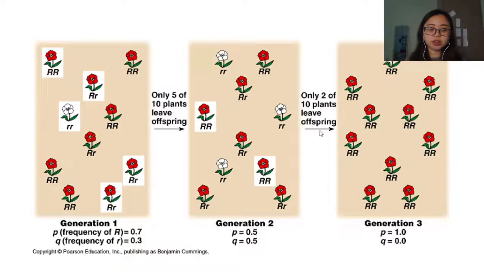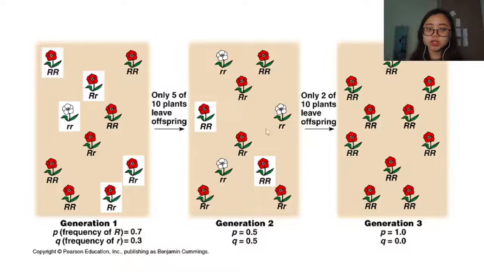Okay, so genetic drift, especially for the founder effect, is more or less like this. We started out with a population with a lot of genetic variety, but for some reason, something happened, and only some of the plants will leave offsprings.